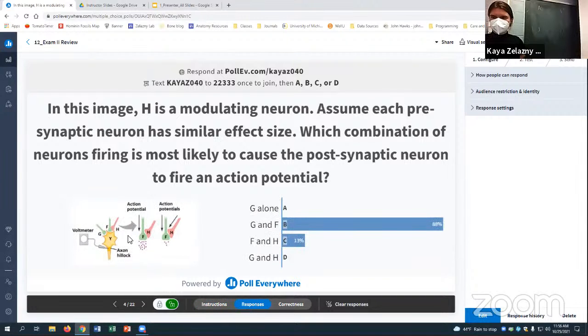Okay. So the majority of you got this right. Yeah, so G and F are both excitatory. So if they fire together and H isn't firing, isn't inhibiting F, then they might add up to create an action potential.